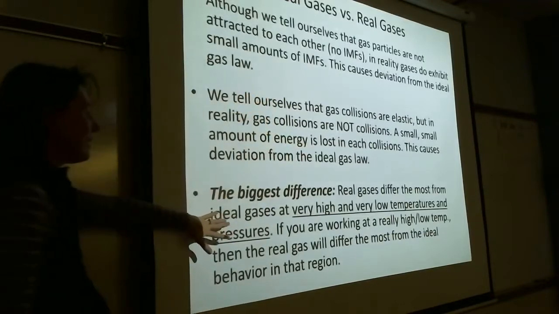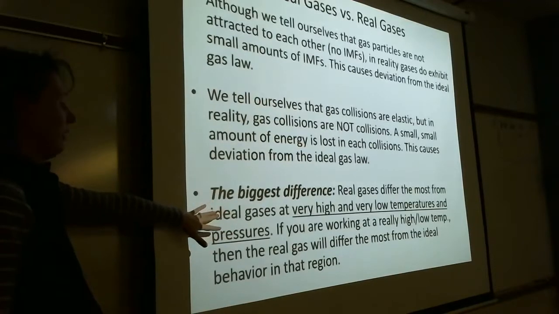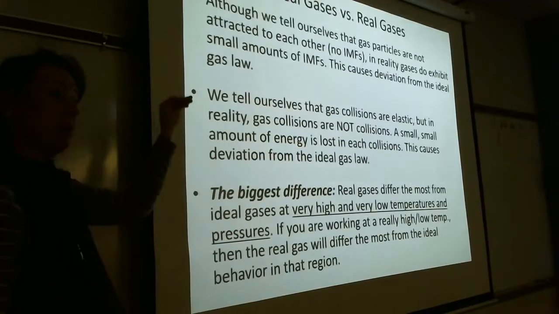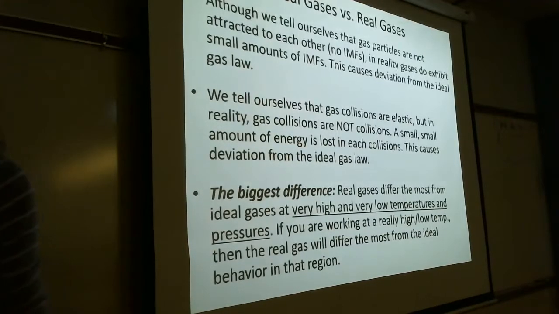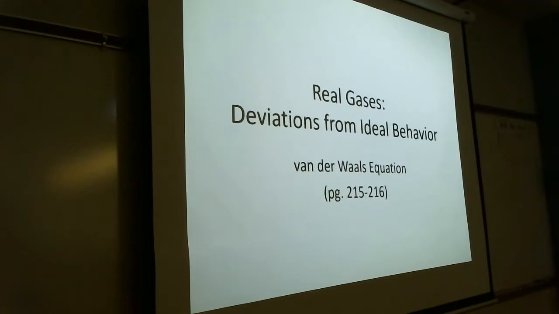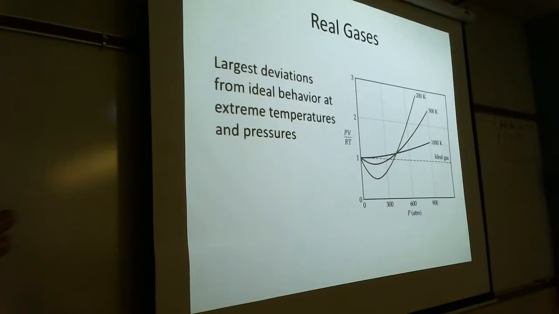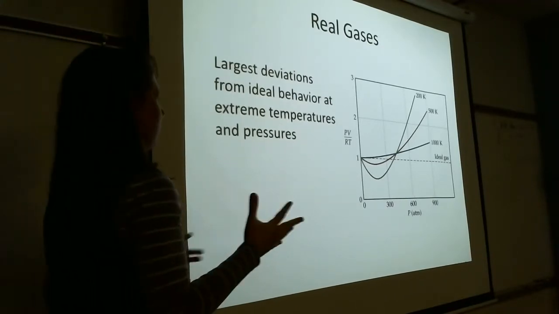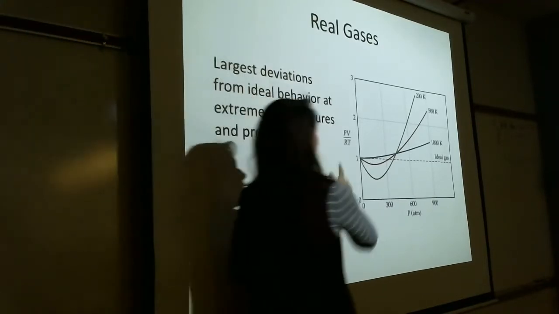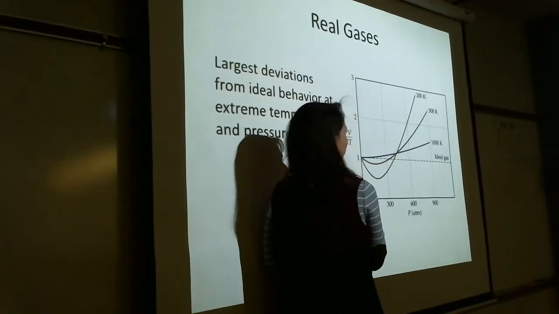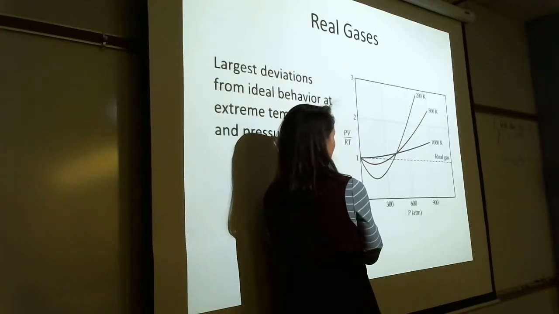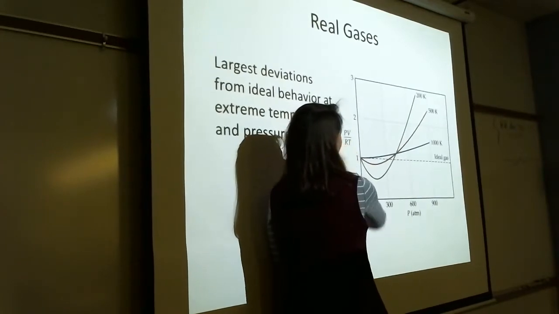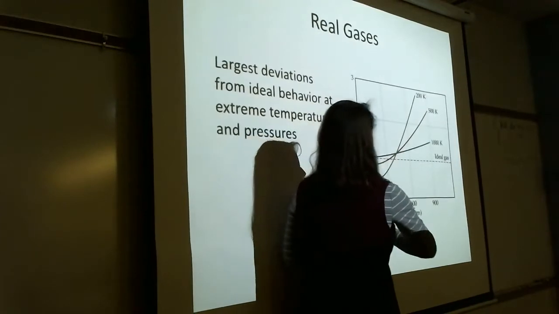And then the biggest thing, the place where you see the effect of this greatest, is at really high temperature, really low temperature, and then extreme pressures as well. So this is the van der Waals equation, which takes this into consideration. So if you're looking at your data, okay, this is PV over RT, right? What would that be? What value is PV over RT? What variable would that be? n, right? So that's number of moles versus pressure, okay?